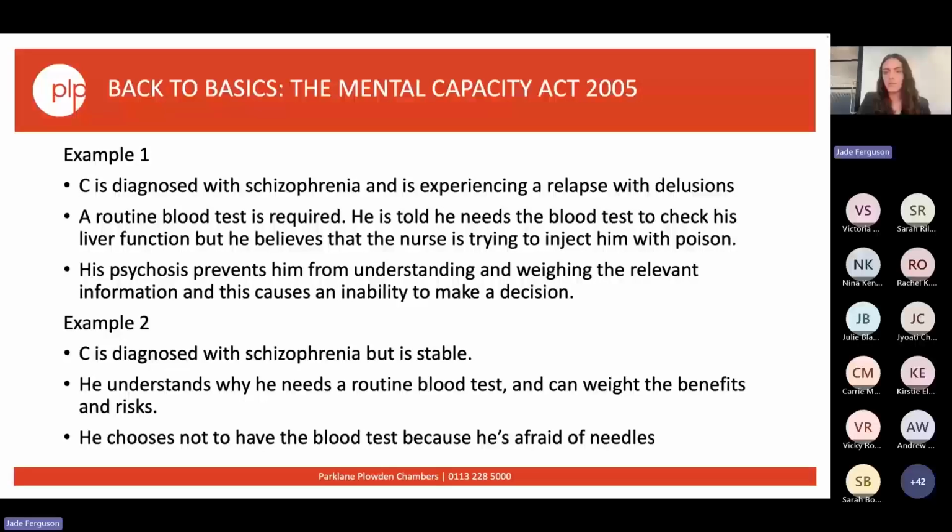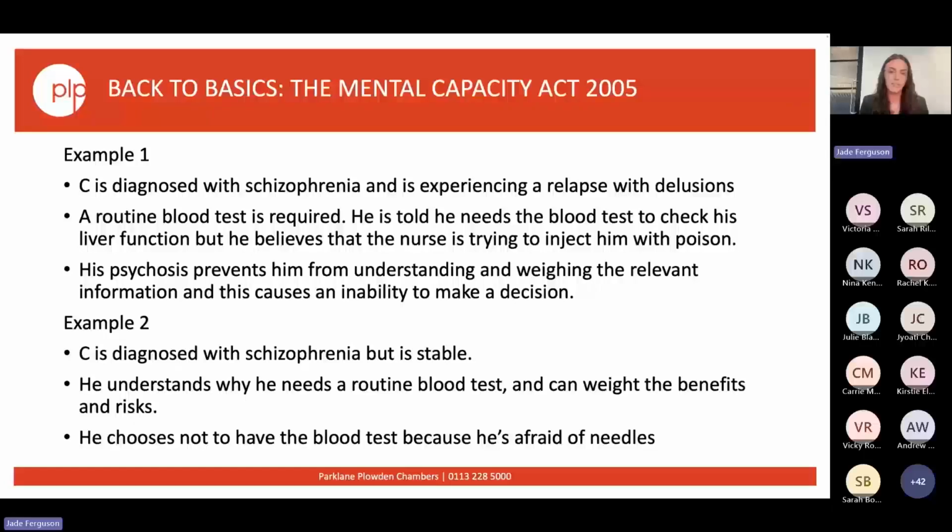Now, let's change that scenario a little bit. It's still an individual with schizophrenia. They're still experiencing hallucinations, but they're on medication and they're otherwise stable. They're also asked to consent to a routine blood test. They're able to repeat back why they're having the blood test, that they understand that they need the blood test to check their liver function. They might be able to weigh up the pros and cons of that decision. But ultimately they say, I know that this is actually a really important blood test, but I'm scared of needles and I'd rather not have it today.